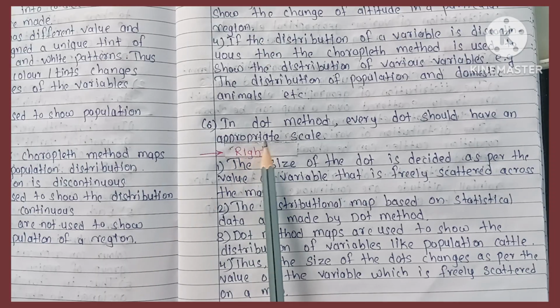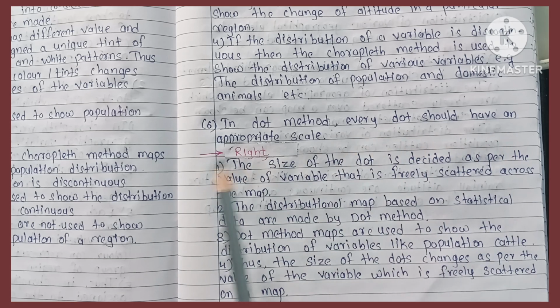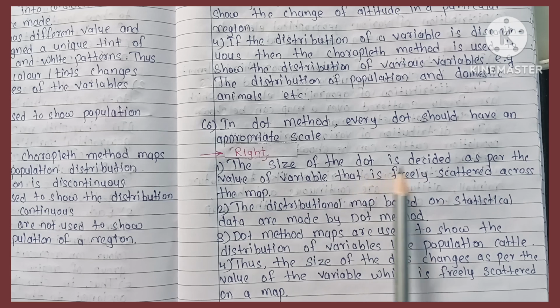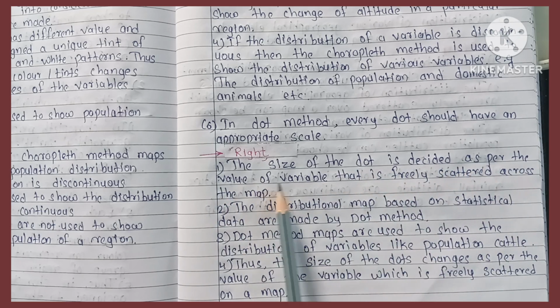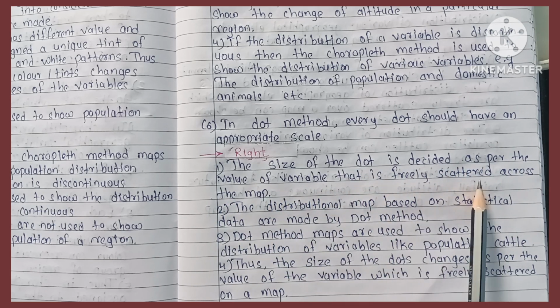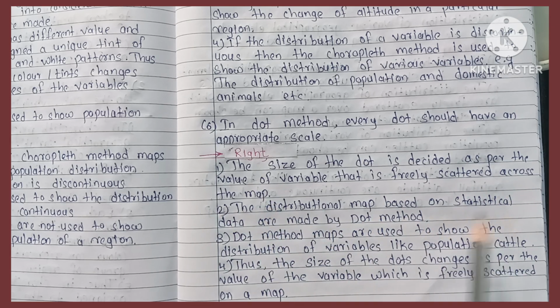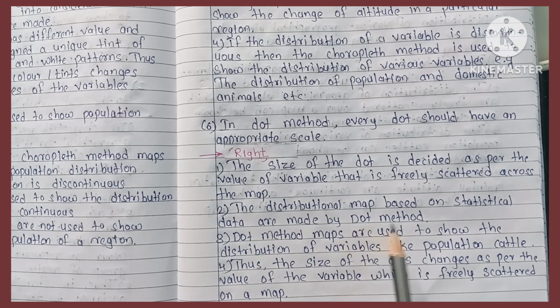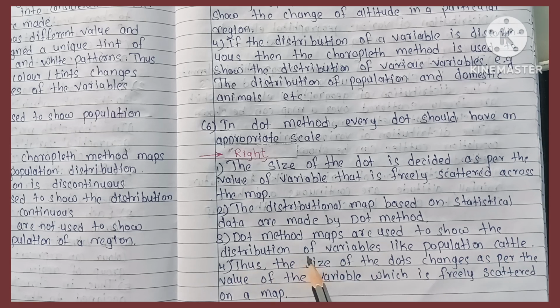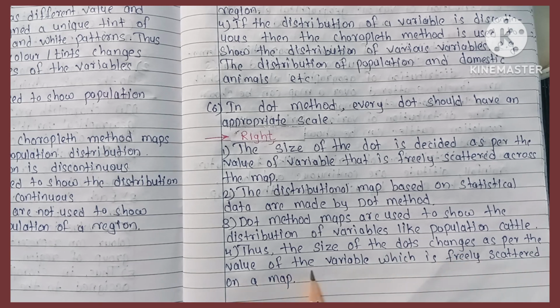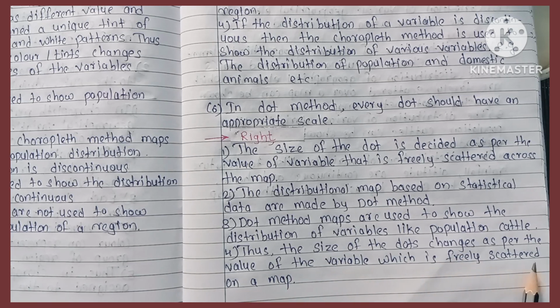Next question. In dot method, every dot should have an appropriate scale. This is a right statement. The size of the dot is decided as per the value of variable that is freely scattered across the map. The distributional maps based on statistical data are made by dot method. Dot method maps are used to show the distribution of variables like population, cattle. Thus the size of the dots changes as per the value of the variable which is freely scattered on a map.